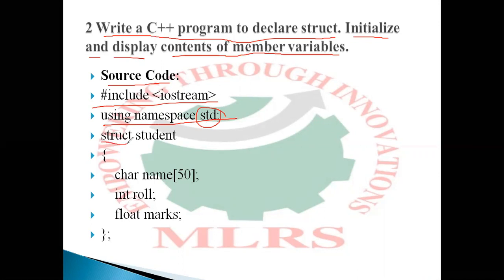Then we have to specify the struct keyword. Why? Because according to the program we have to define the structure. So the struct keyword is for the structure definition, and the name of the structure is student. Then open the structure. Here we specify the data members, that is name with the char data type, roll with int data type, and marks with the float data type. Then close the structure, thereby the structure definition completes.